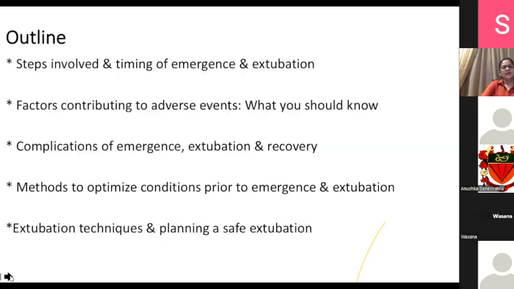Well, my first slide, before I move on, I'll just tell you what I plan to discuss in the next 1 hour. We will just have a brief look about the steps involved and timing of emergence and extubation, what factors contribute to adverse events and what you should know, and complications of emergence, extubation, and recovery, what methods are available to optimize the conditions prior to emergence and extubation, and finally, the technique and planning a safe extubation for your patient.